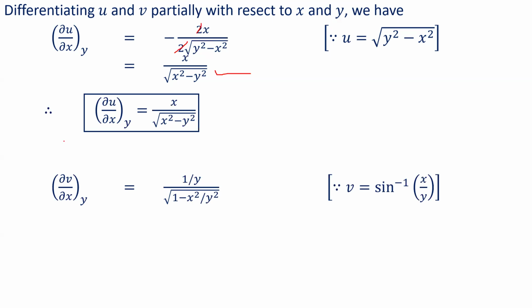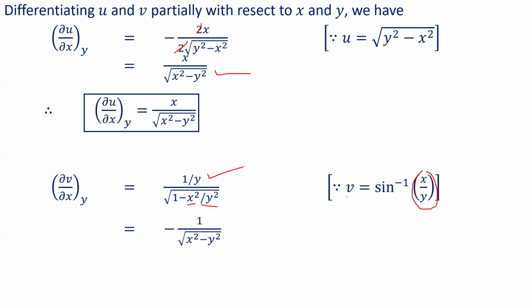the partial derivative of v with respect to x when y is constant. Just look here, v is given as sine inverse of x by y. So we know the derivative of sine inverse is 1 upon root over 1 minus x square, so in place of x square, it is x square upon y square. Again, the derivative of x by y with respect to x is 1 upon y.